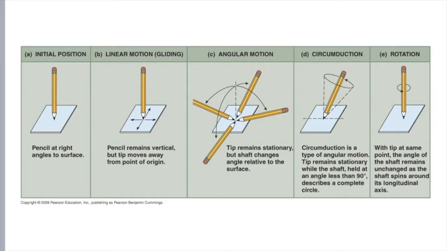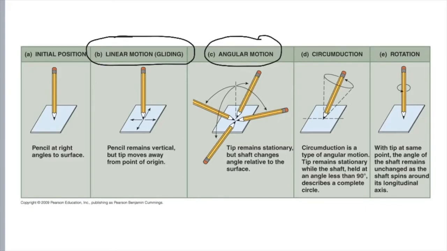But we're going to look at some of the motions. Some have a gliding motion, which is linear. That means just that one bone is gliding over the flat surface of another bone. An angular motion means that one of the bones is going to change angle on the other bone. Circumduction is kind of an angular motion. It's where the tip stays stationary, and the end of the bone moves around in a circle, and we call that circumduction. And then finally we have a rotation, where there are no angles involved, but one bone is rotating on another bone.